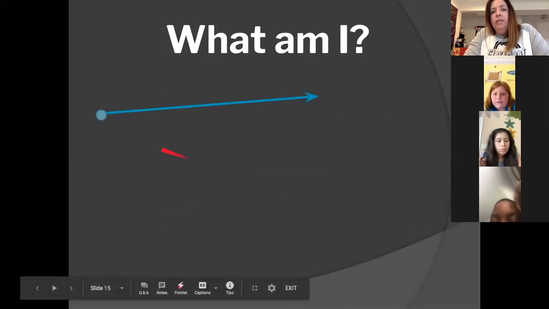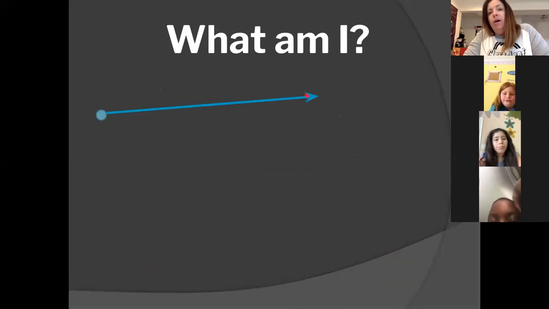So this is a ray. It's got a fixed point on one end, and then the arrow showing that the other side is going to go on indefinitely, right? That means it's going to go on forever.